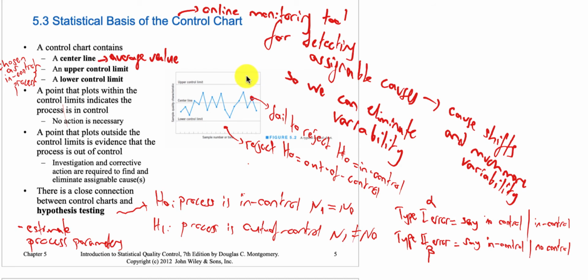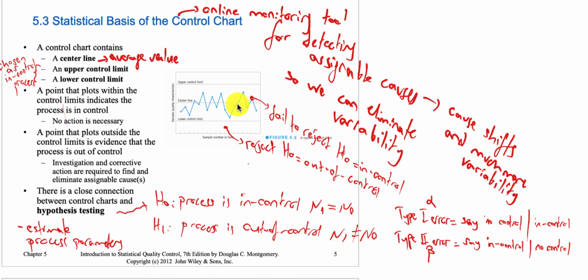Why? These out of control points will shift our target value actually. For example, these out of control points can be larger, much more. Then our nominal value will be shifted, and variability will be increased. So we are eliminating these assignable causes that resulted in out of control points. Then we can reduce the variability and make our process again in statistical control.